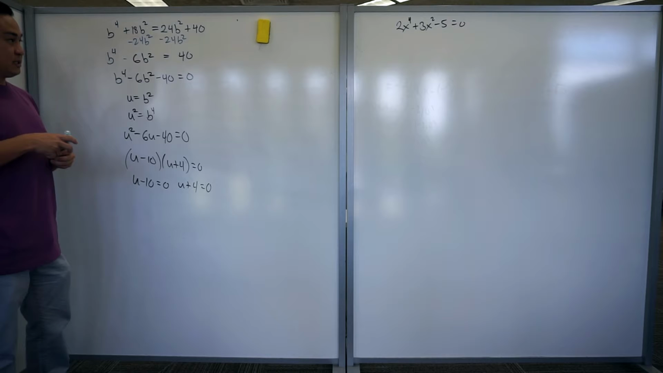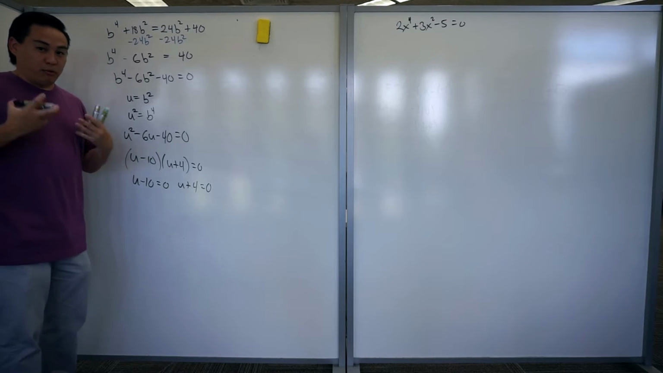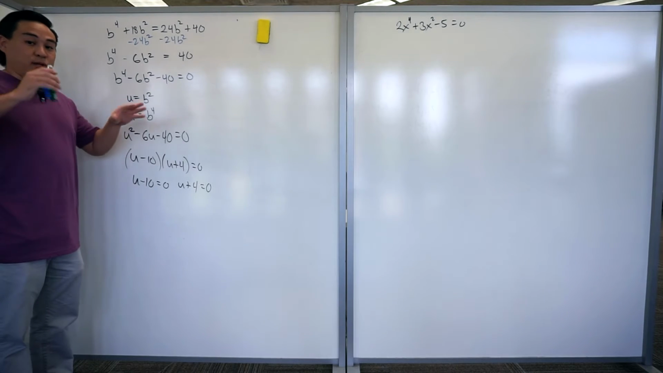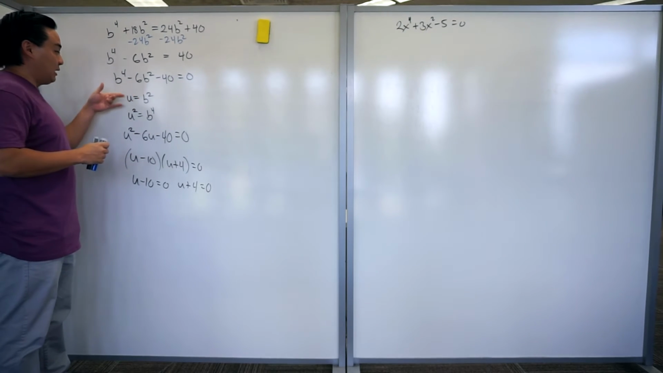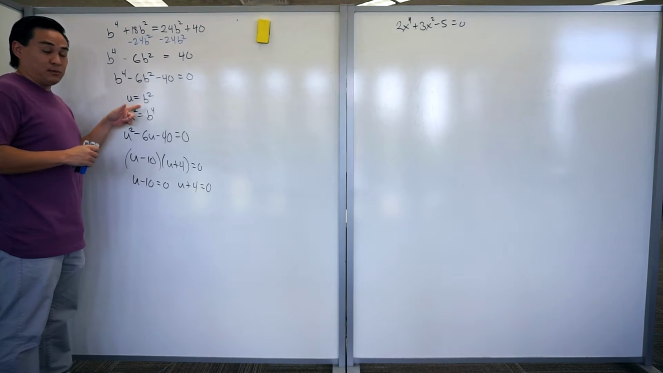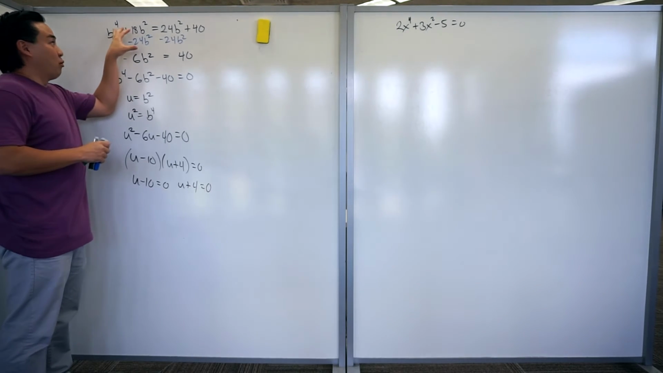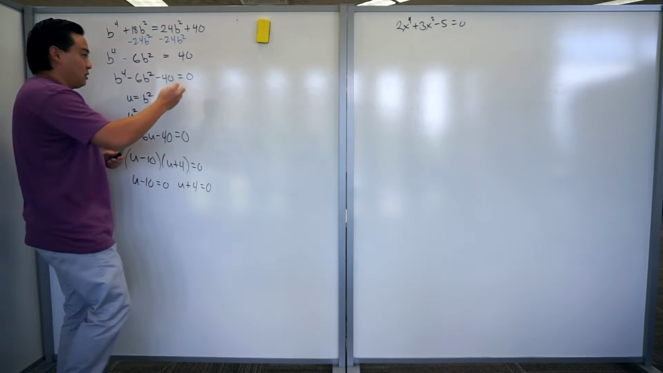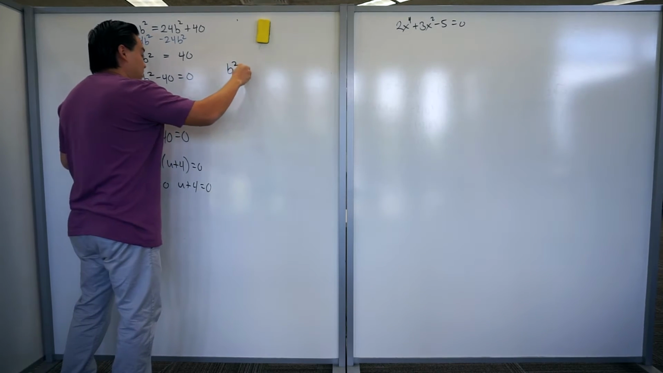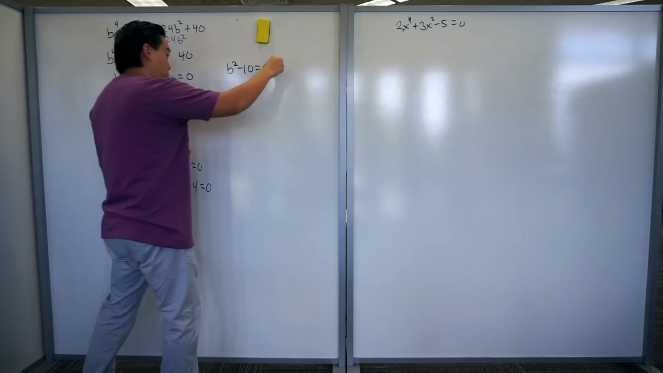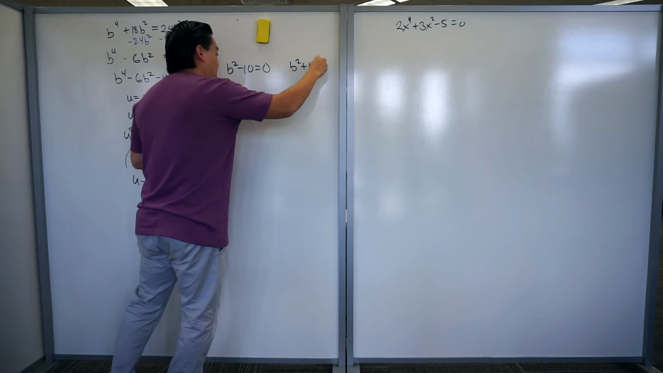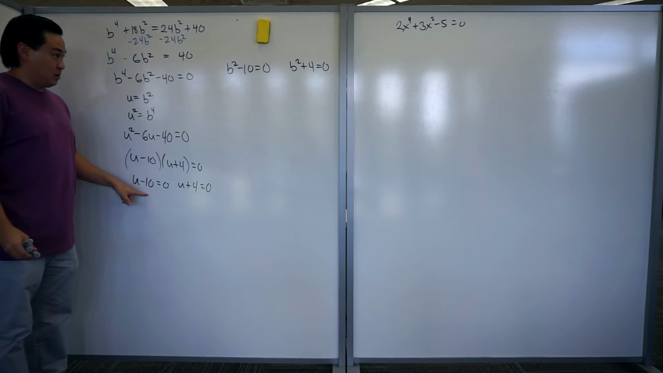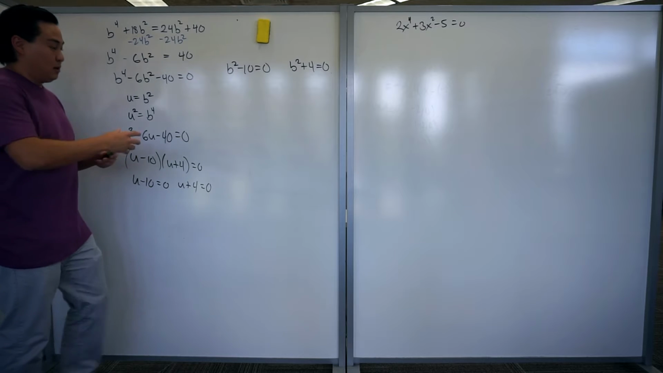Now, once you get to this part, it's up to you what you want to do. My preference is to substitute u back in right here. So don't forget, when we did the u substitution, we had to take the u variable and replace it with the b squareds because our original equation was in b's. So let's go ahead and switch that back. So we get b squared minus 10 is 0, or b squared plus 4 is 0.